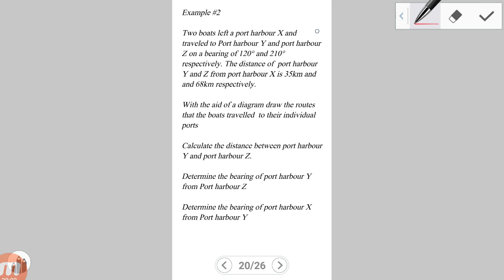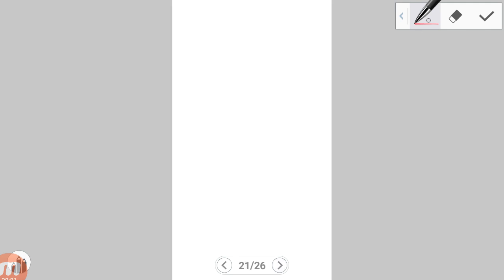It gets a little complicated, especially when you find math a little difficult. So what you want to do is focus on this piece of information first. Once you can get this piece of information out of the way, then you're good to go. So let's indicate our starting port here. Our starting port is going to be harbor X.